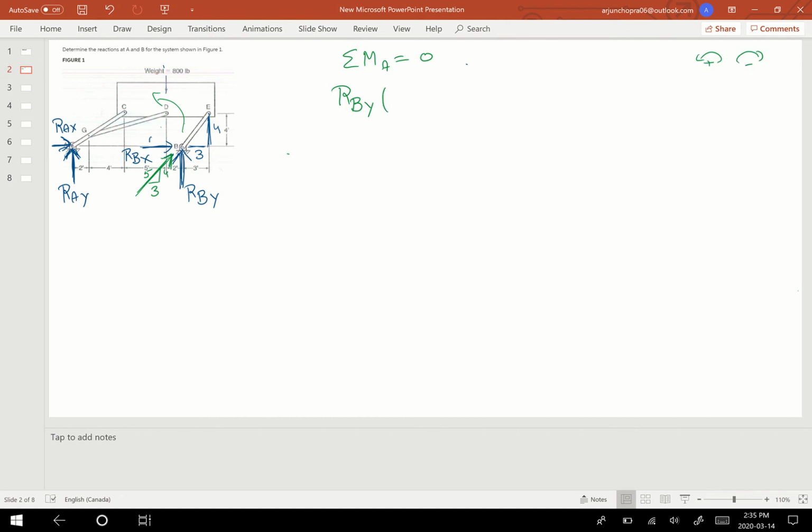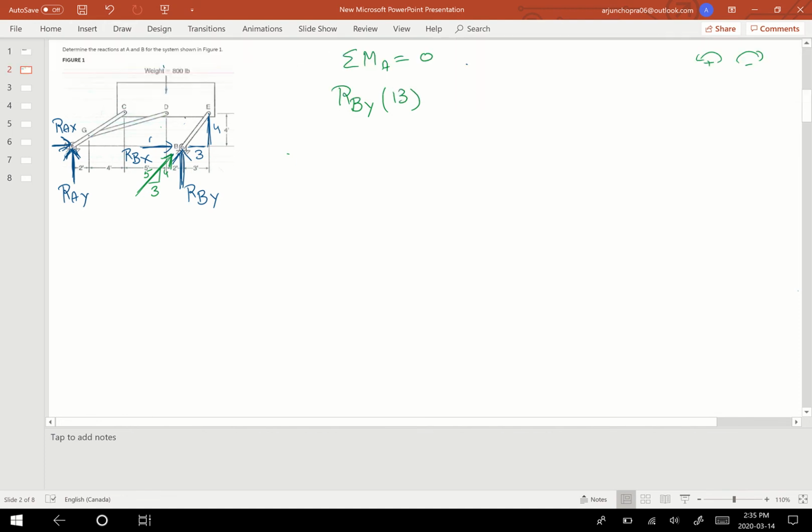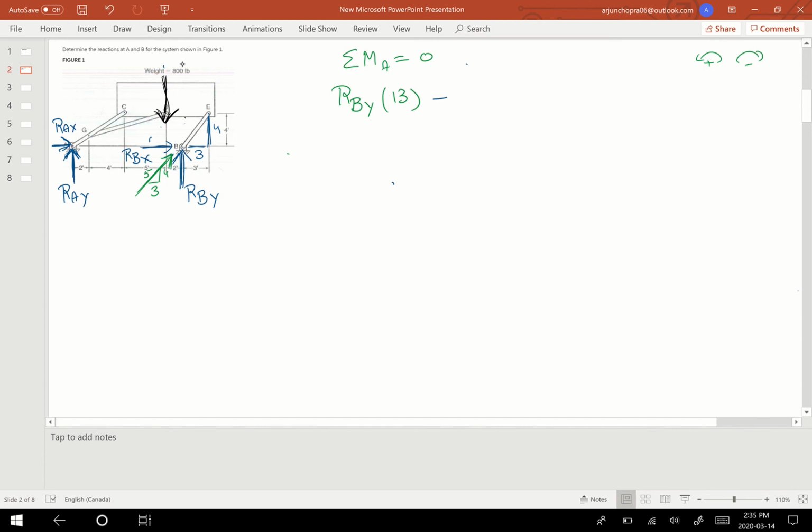So this is RBY times the distance: 5 plus 2 is 7, 7 plus 4 is 11, 11 plus 2 is 13. So this is 13, and then the weight of 800, the load of 800 Newton. Which direction is this trying to rotate it? The 800 is trying to rotate it in the clockwise direction about point A. So I will consider that value as negative 800.